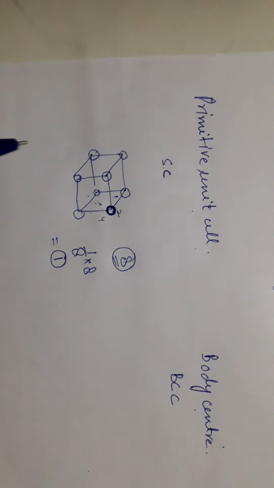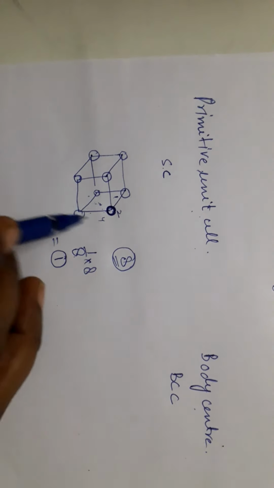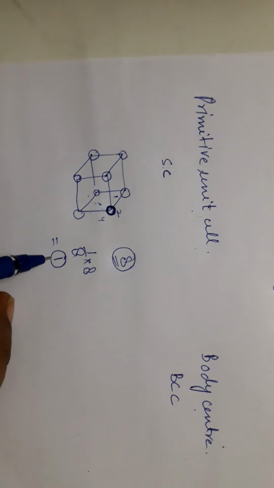If you take a simple example of the room where you are sitting and focus on its corner, that corner is shared by 8 rooms. 8 rooms can be formed around that corner. If the atom is present at that corner, it is shared by 8 rooms. That means the contribution of that spherical body is only 1/8. So here it is 1/8 with 8 corners, so the number of atoms actually present in this unit cell is 1.